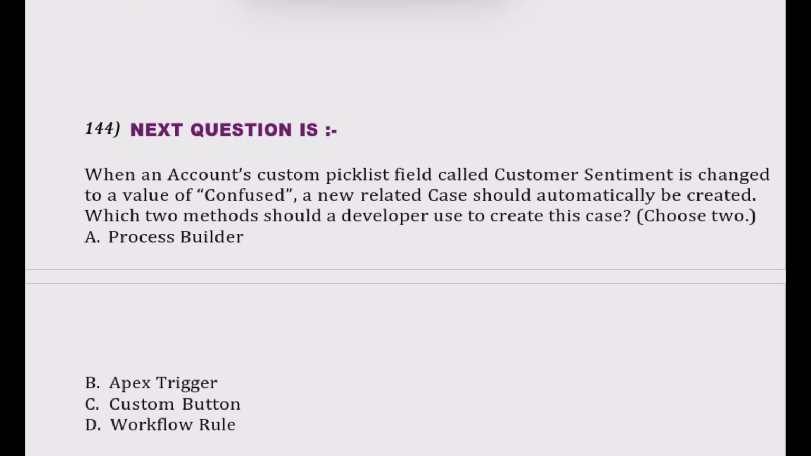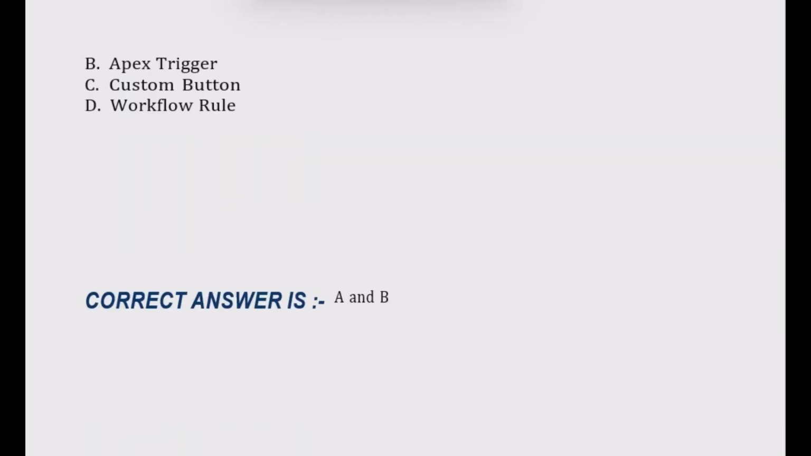Question is, when an account's custom picklist field called Customer Sentiment is changed to a value of Confused, a new related case should automatically be created. Which two methods should a developer use to create this case? Option A, Process Builder. Option B, Apex trigger. Option C, custom button. Option D, workflow rule. Correct answer is option A and option B.